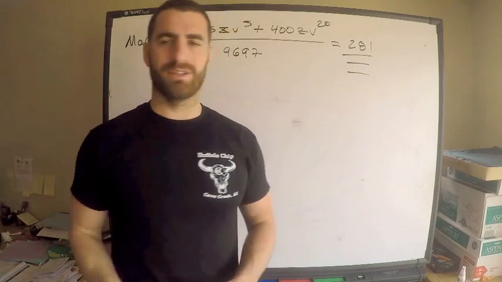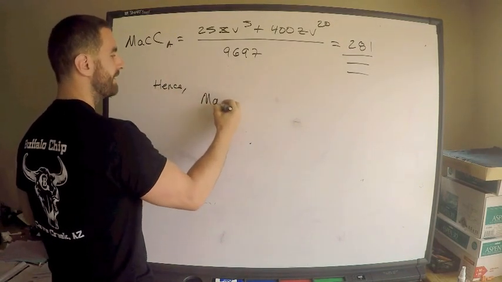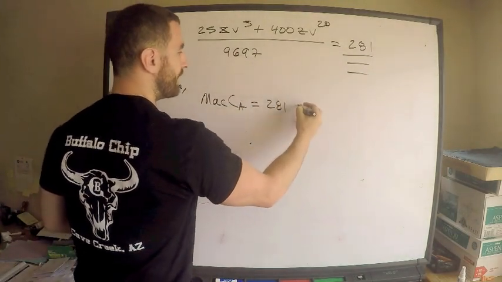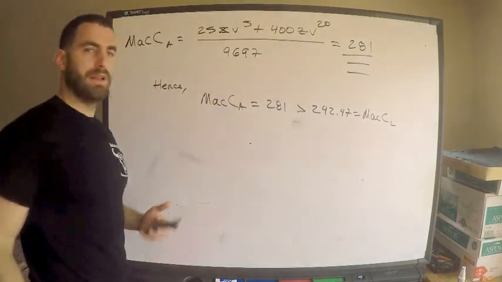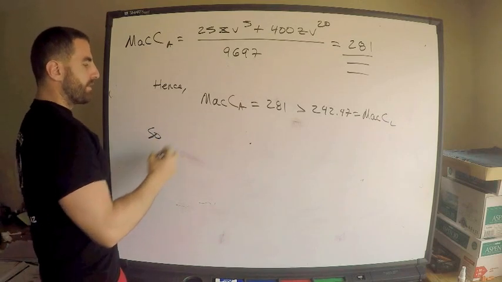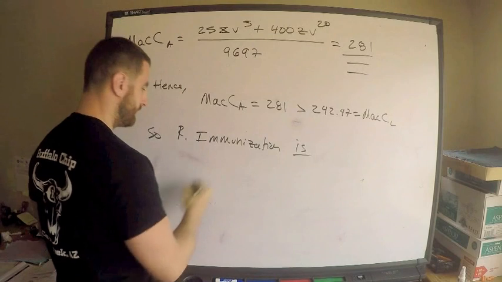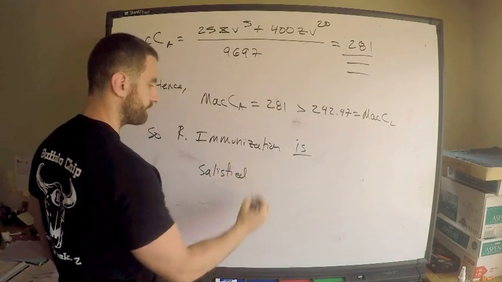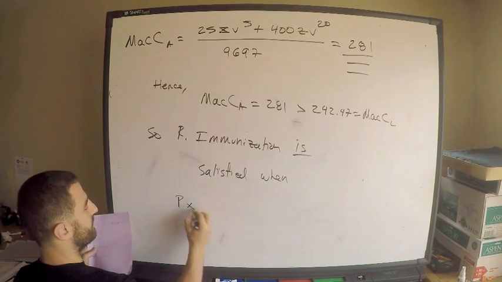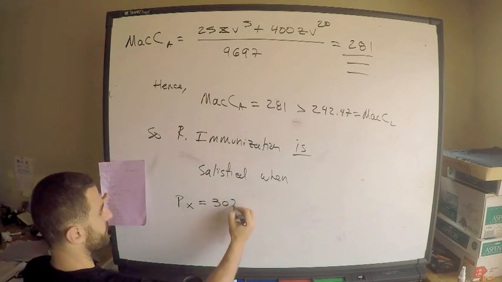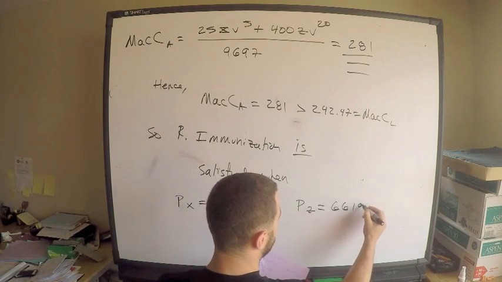Am I done? Am I good to go? Well, yeah, I'm good to go. Because of the convexity of liabilities, hence Mac C sub A, which is equal to 281, exceeds 242.47, which is Mac C sub L. Hence, Redington immunization is satisfied when the price of the 5-year zero coupon bond, which I called P sub x, is equal to 3077, and the price of my 20-year zero coupon bond is 6619.8.